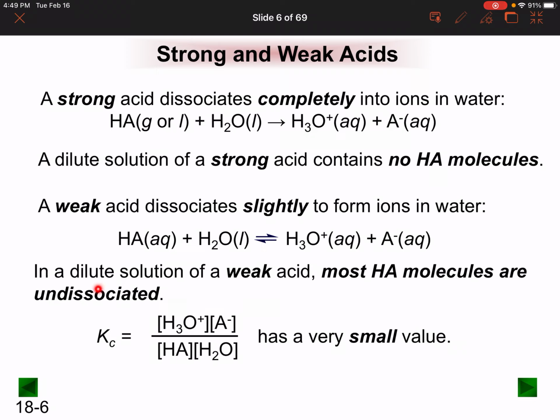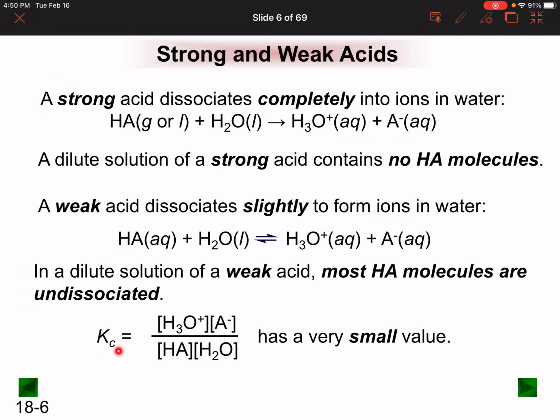So in a dilute solution of a weak acid, most HA molecules are undissociated. If it is strong, it will completely give ions, but if it is a weak acid, mostly HA would stay as undissociated acid. So if you write, now this is going to be your reaction, this is your reactants and this is your product.